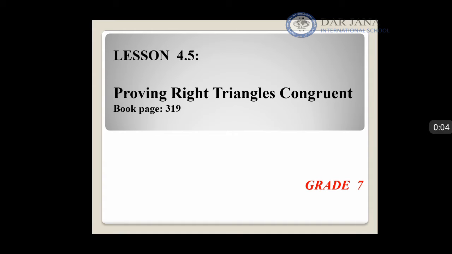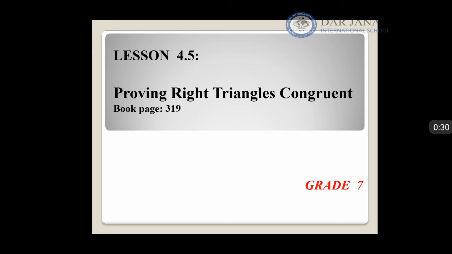Today we will be explaining lesson 4.5, proving right triangles congruent, book page number 319. So technically we have to prove that two right triangles are congruent, and for two right triangles to be congruent they must have exactly the same size and shape, and their corresponding angles and corresponding sides are congruent. But right triangles are a bit special. They have different ways to prove them congruent.